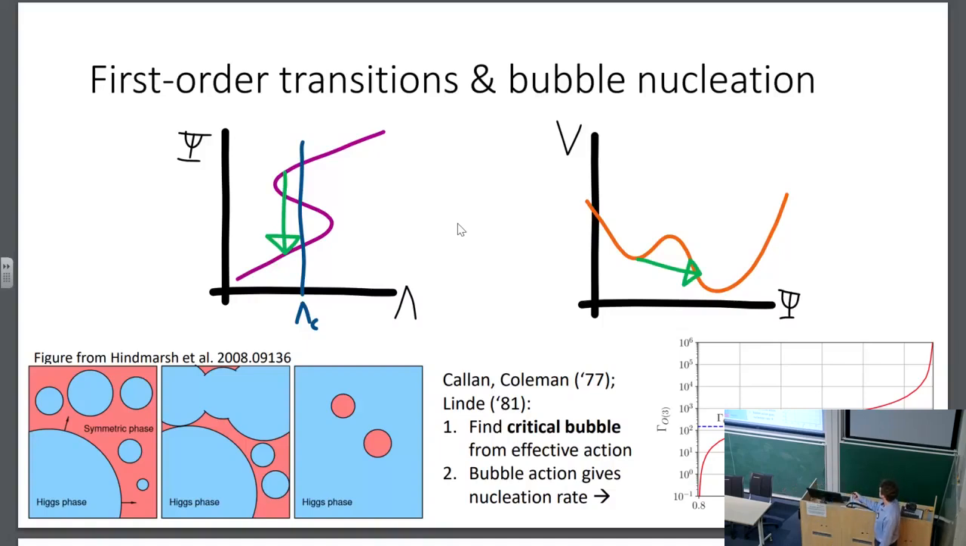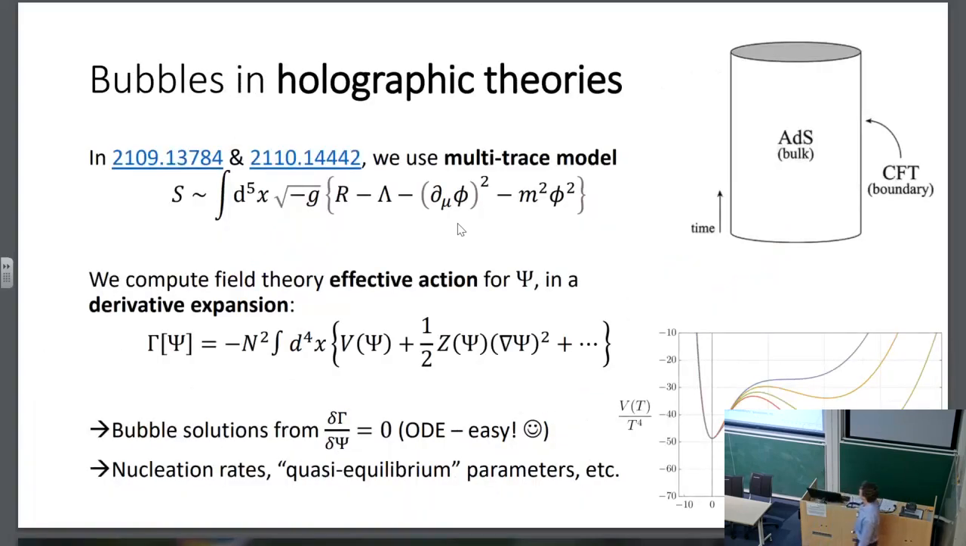Okay, so this leads to bubbles, and you can compute stuff using the Callan-Coleman or Linde formulations. So I'll be very brief, but you can find the critical bubble solutions from some kind of effective action, and the action of these bubbles is related to the nucleation rate. Okay, so very quickly I'll talk about this older work where we studied this in holography using this multitrace model. By the way, in this model here we used 5 gravity dimensions, but later I'll work in 4.